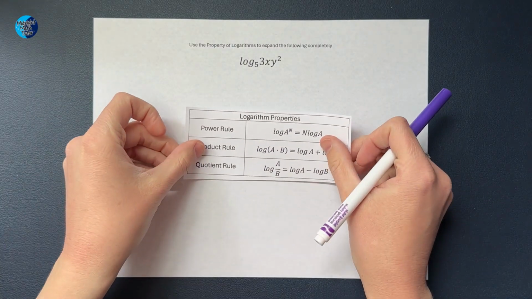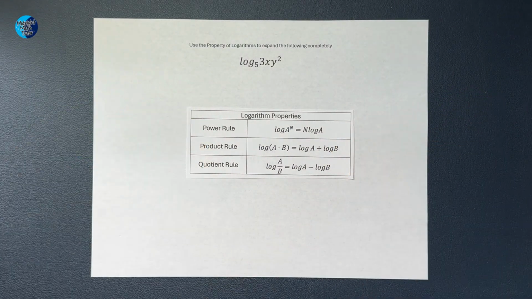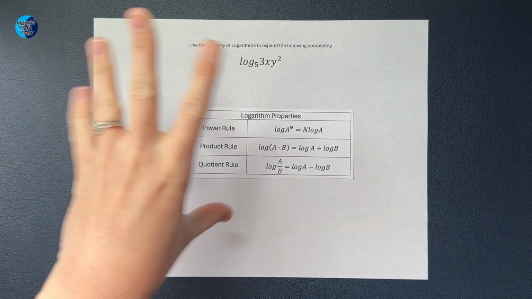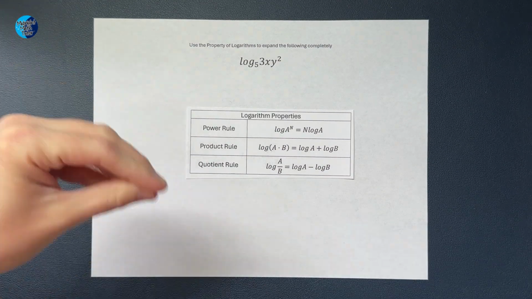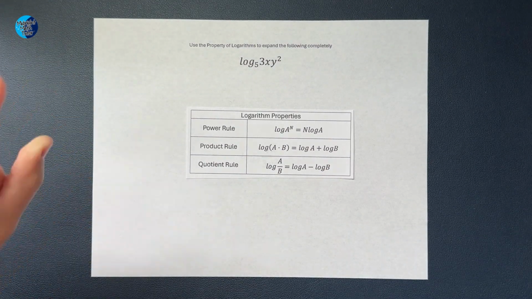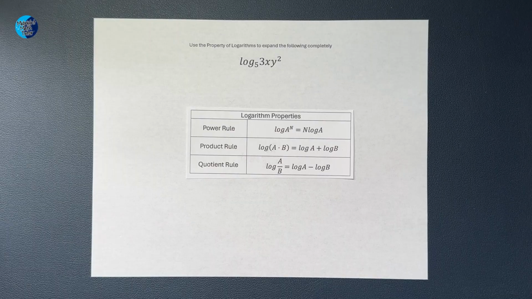The properties we are going to use for these problems are the power rule, the product rule, and the quotient rule. Feel free to take a picture or screenshot of this. I won't be explaining these in depth in this video. If you want a more in-depth explanation of these, that's awesome. I'll have a video for you in the corner.